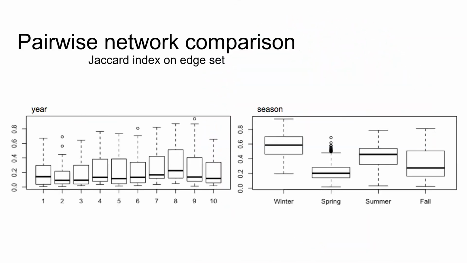One of the first things I measured was network similarity with the Jaccard index based on a set of edges. If two networks have exactly the same edges, the score is 1. If two networks don't share any edge, the score is 0. I computed it for each pair of networks. We found our overall similarity, which is rather low.